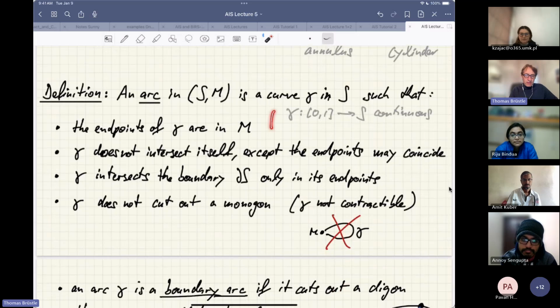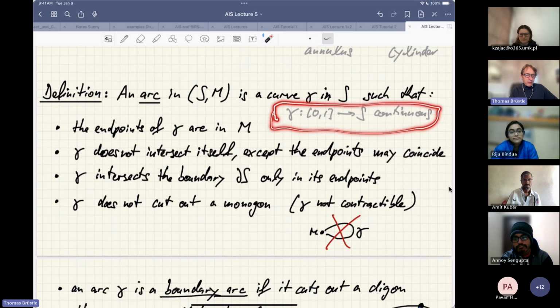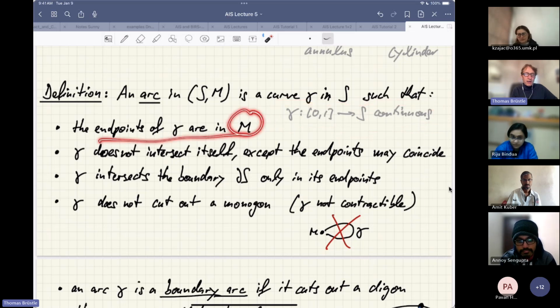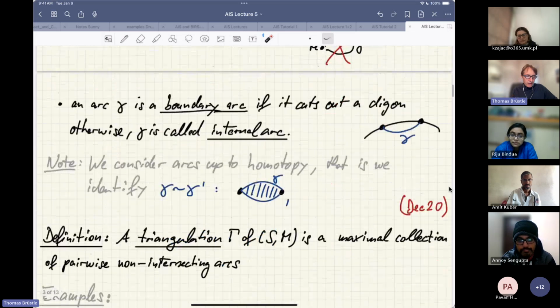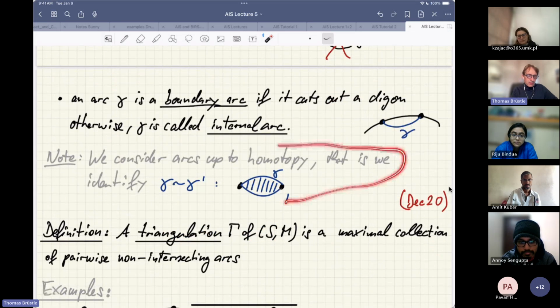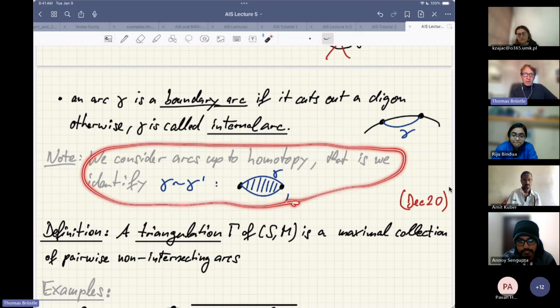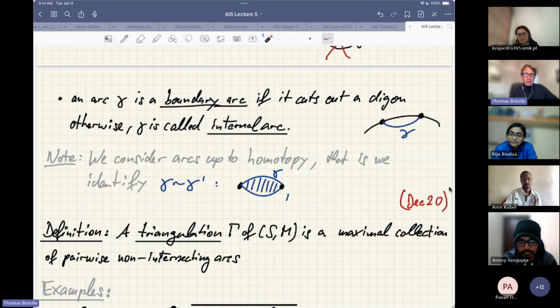An arc is a continuous curve in the surface that satisfies certain rules. First, it has to start and end in one of the marked points. By the way, I always consider arcs up to homotopy because I want to have as small a number of objects as possible. So two arcs that are homotopic, I would identify them.